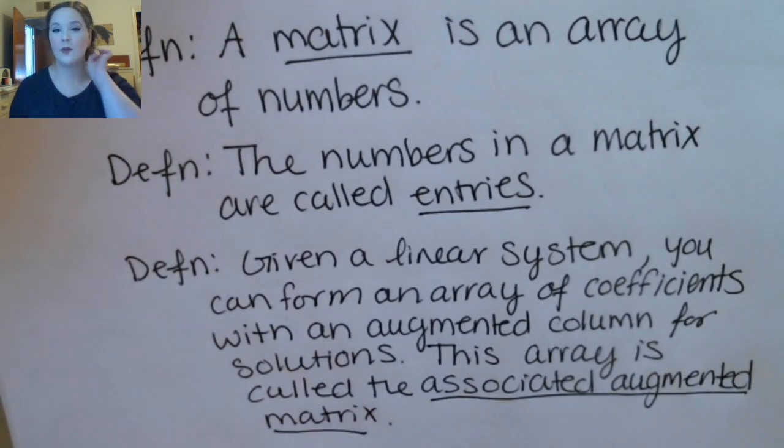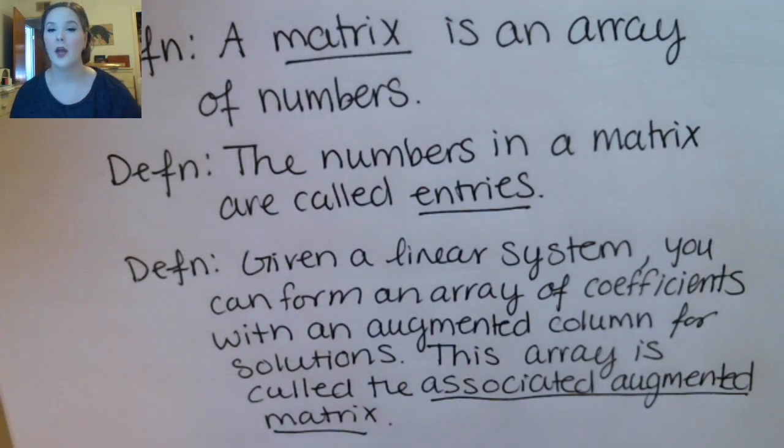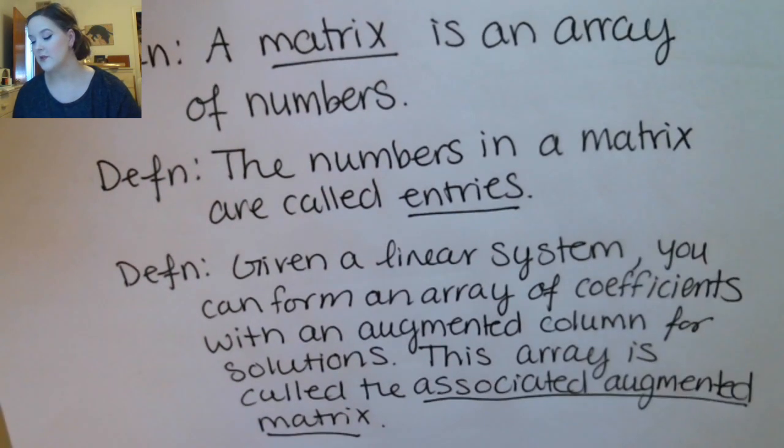Okay, so if you have a system of linear equations, you can form an array or a matrix using the coefficients and the solutions from that system. When you form that matrix, that's called the associated augmented matrix. So let's look more specifically at how you would form that associated augmented matrix.